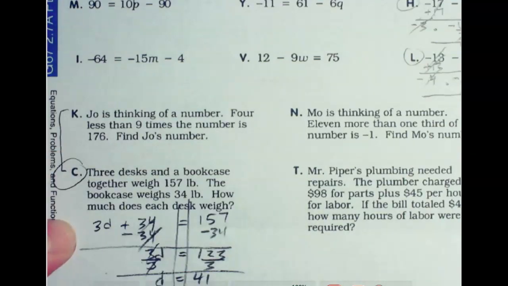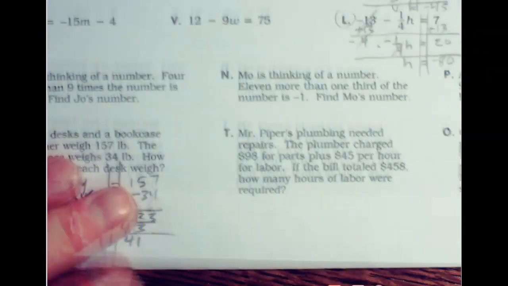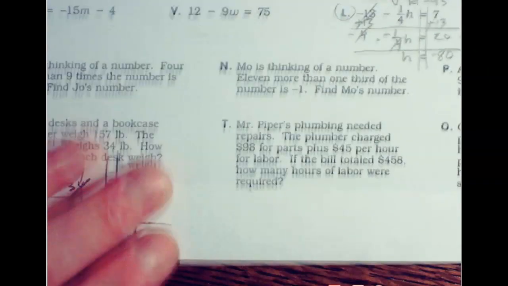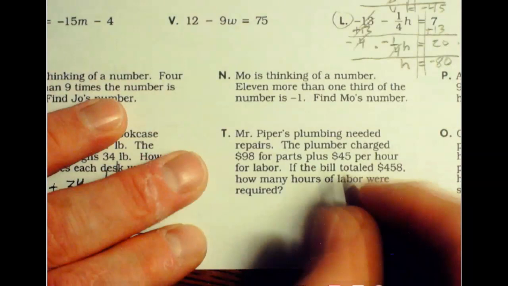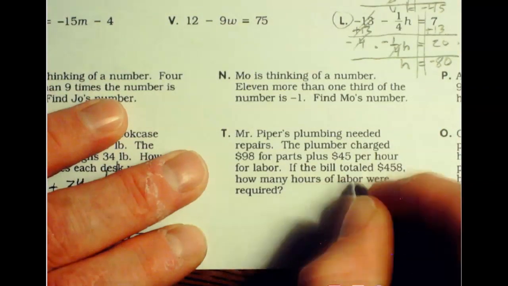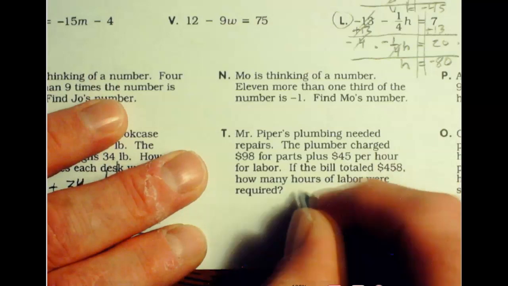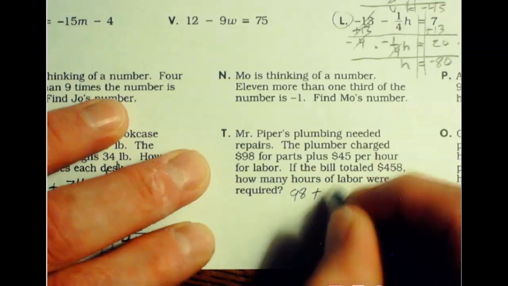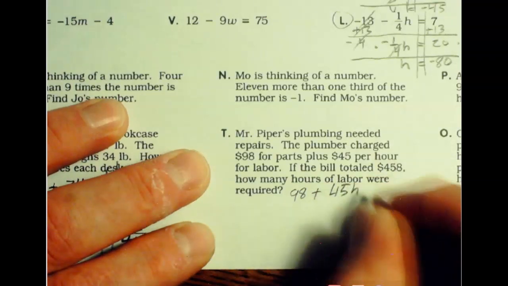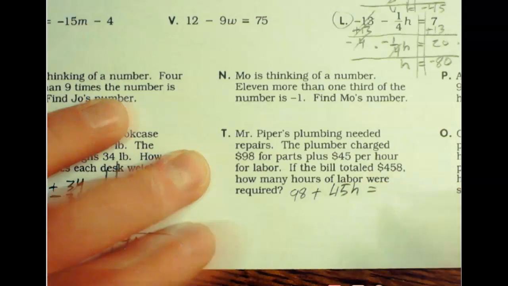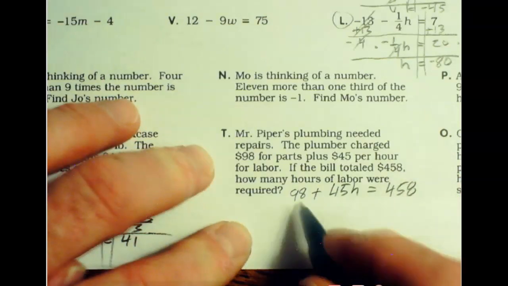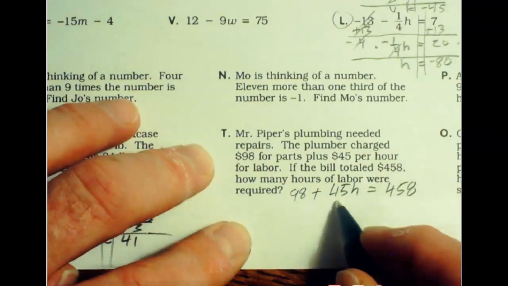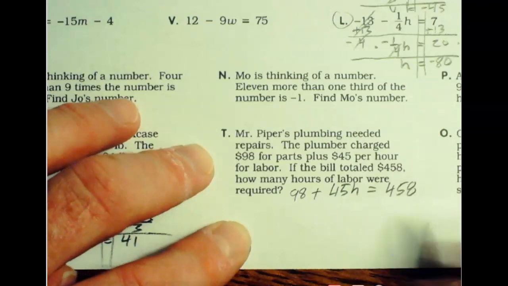T is another problem that has always driven kids nuts. So let me help you write the equation for T, but you'll have to solve it on your own. Mr. Piper's plumbing needed repairs. The plumber charged $98 for parts plus $45 per hour. So 98 plus $45 per the number of hours, and the bill totaled $458. So $98 in parts, $45 for we don't know how many hours, and equal $458. So you can go ahead and solve that one too.